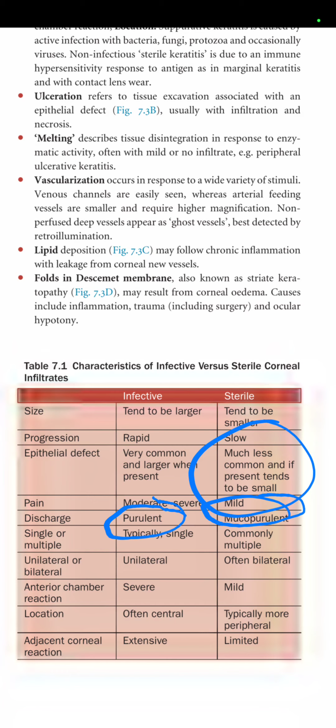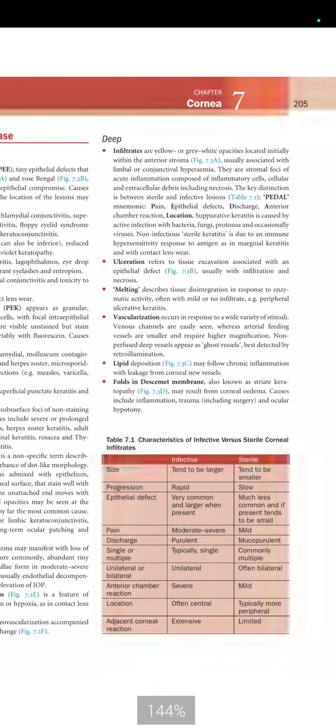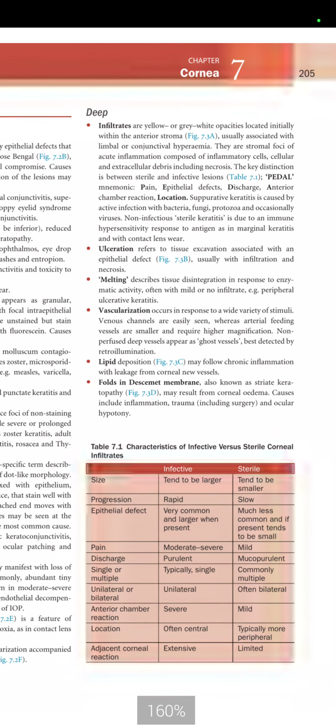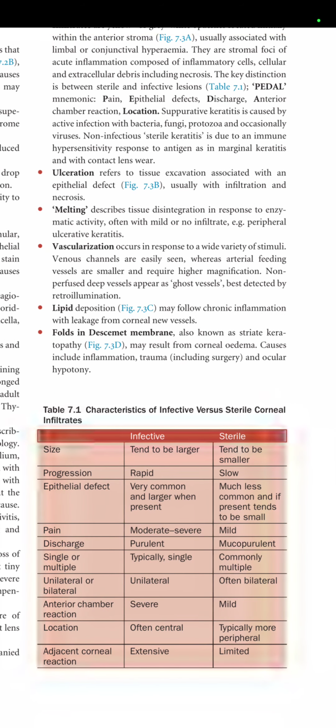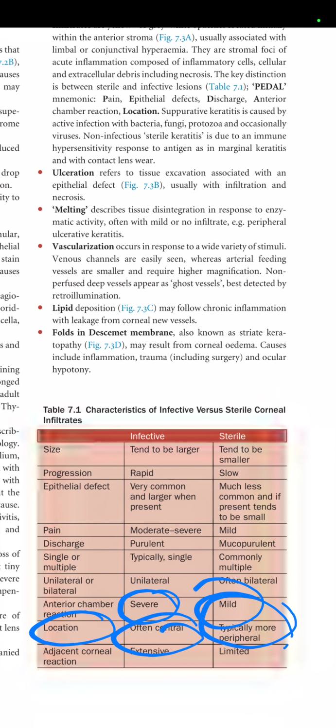And A is for anterior chamber reaction. In the infective case it is severe and in sterile it is mild. Location in the infective one is central, and in the sterile it is mostly peripheral. Other features we have not discussed: size tends to be larger in infective, and in sterile it is smaller. Progression is very rapid in infective, whereas progression in the sterile is slow.